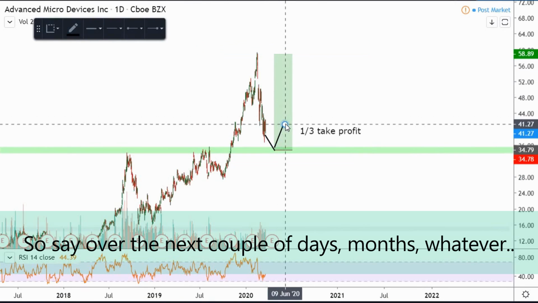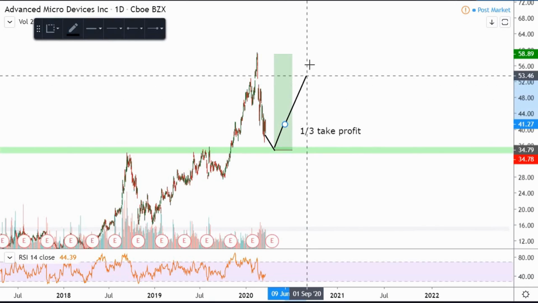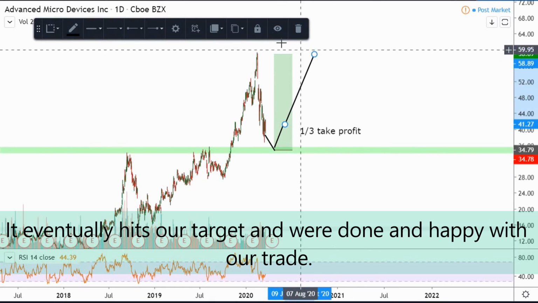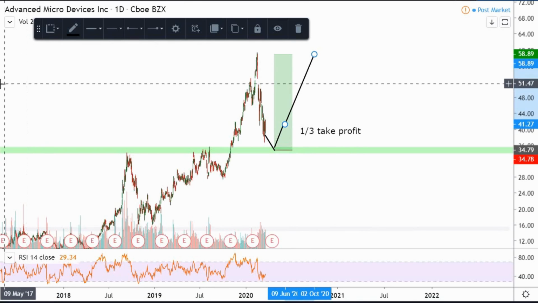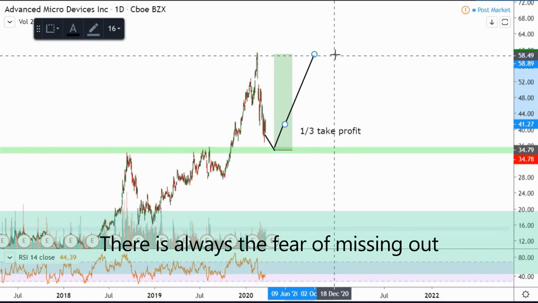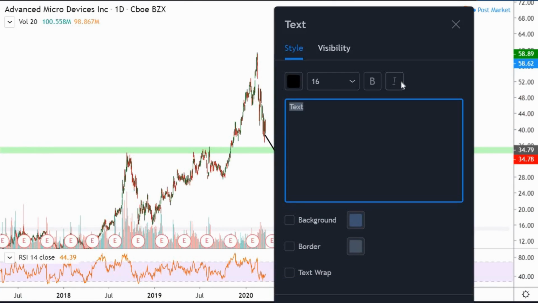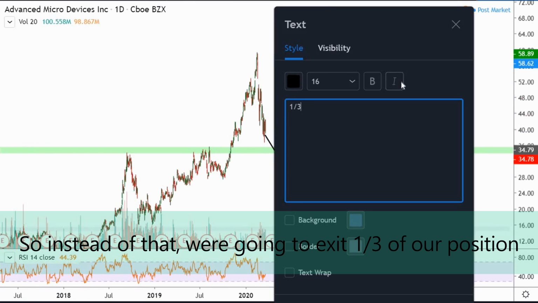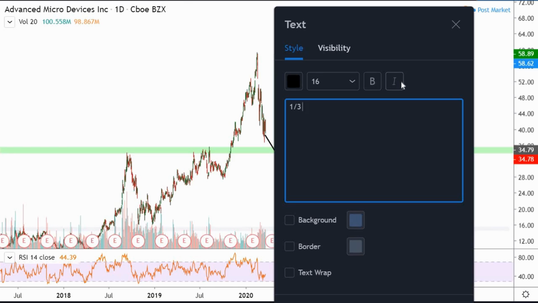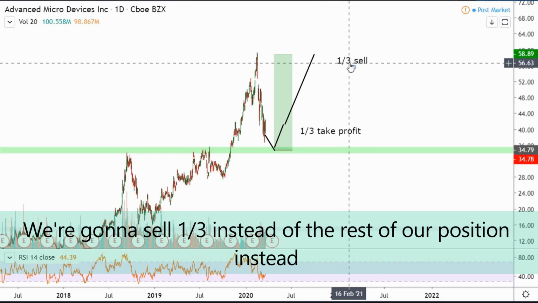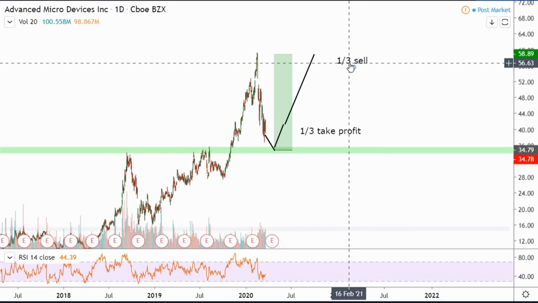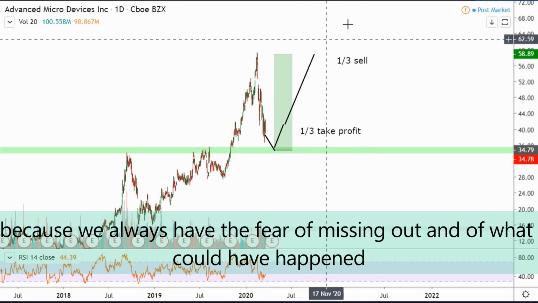So say now over the next couple of days, couple of months, however long it takes, it eventually hits our target. That's our target there. We're done, we're happy with our trade. But there's always the fear of missing out. So instead of that, we're going to exit 1/3 of our position again. So we're going to sell 1/3 instead of the rest of our position, because we always have the fear of missing out on what could have happened.